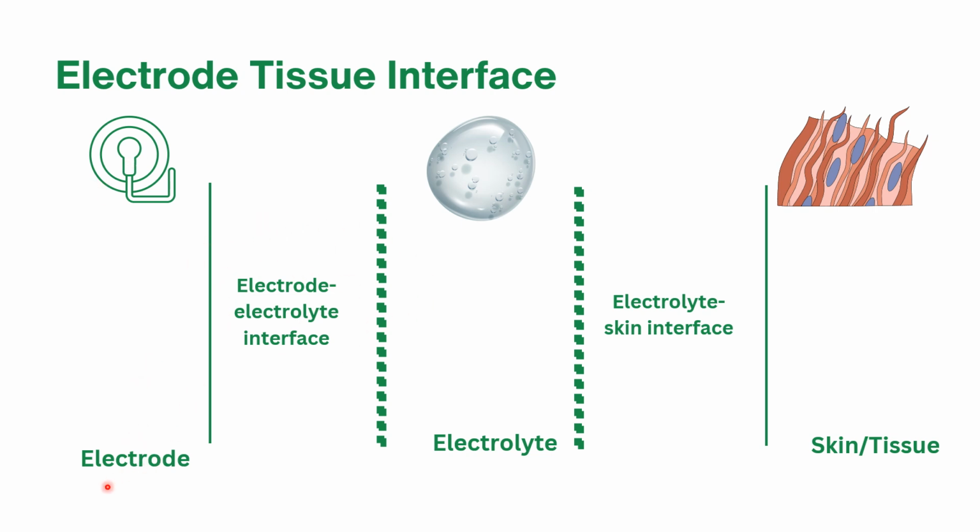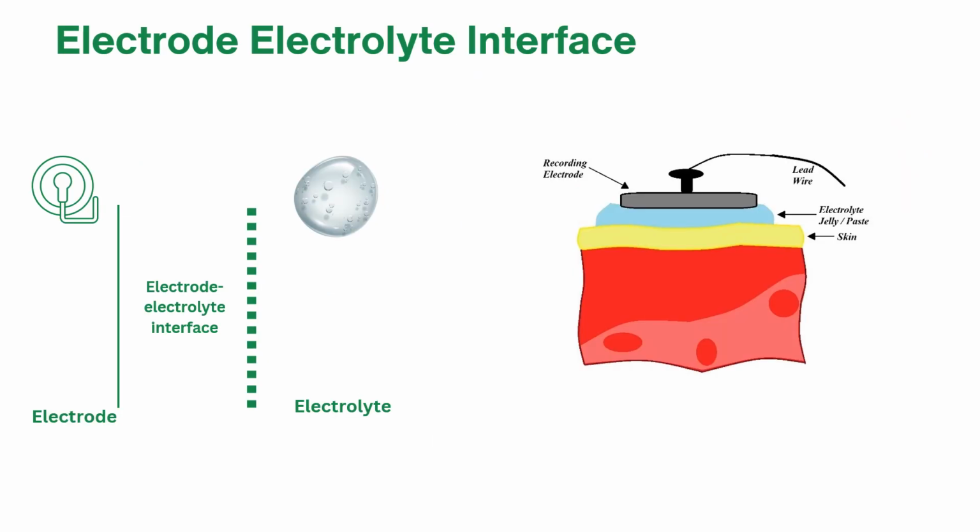There will be an interface between the electrode and electrolyte. We are going to call it the electrode electrolyte interface. Similarly, there will be another interface, the electrolyte and skin interface. That will be the layer or the interfacing area between the electrolyte and the skin. Now let's start with the electrode electrolyte interface. So this is our electrode. This is going to be the electrolyte, or you can also call it gel, electrode gel, paste, or jelly. People use different names, but technically we consider it as electrolyte. So if we consider this as the skin, above the skin we apply gel, and above that we have the electrode.